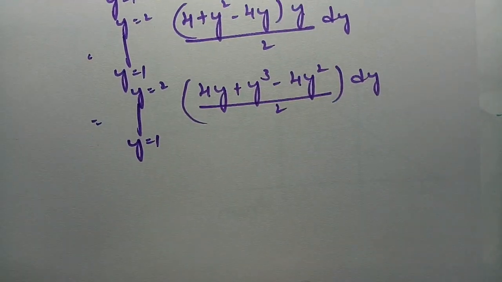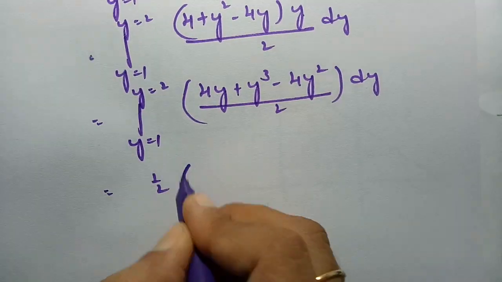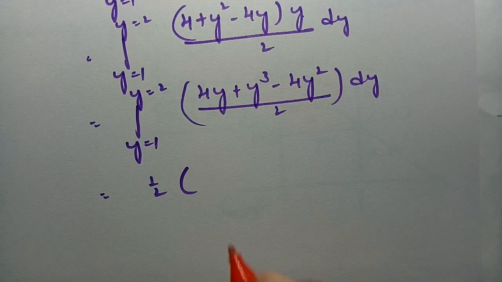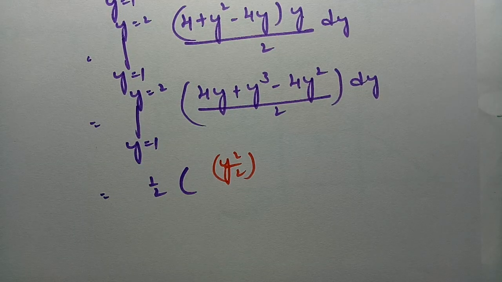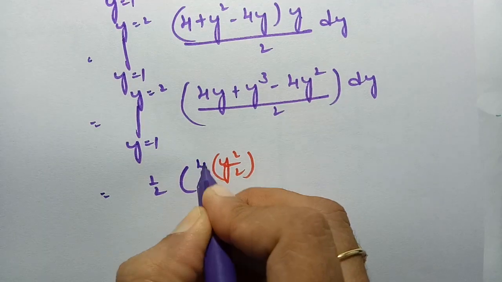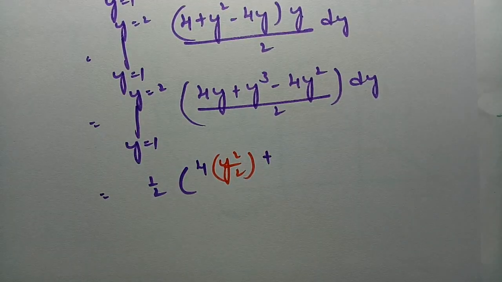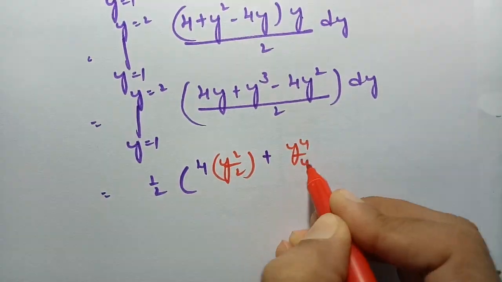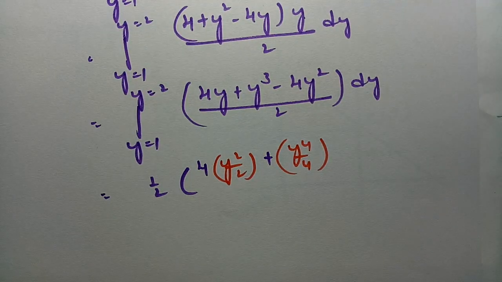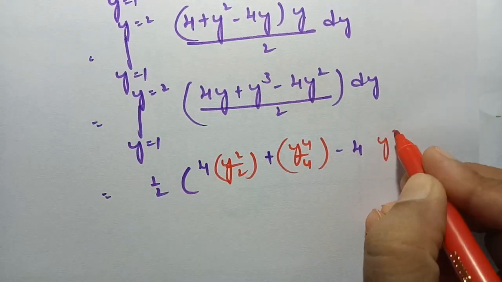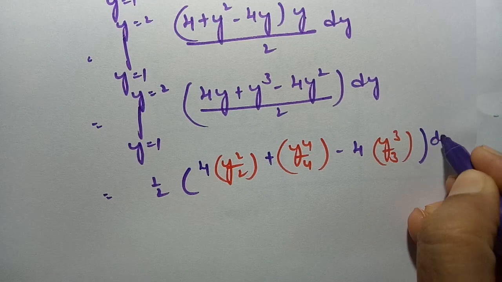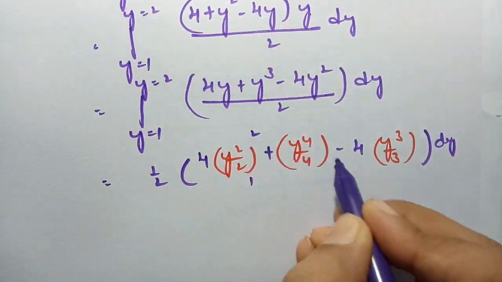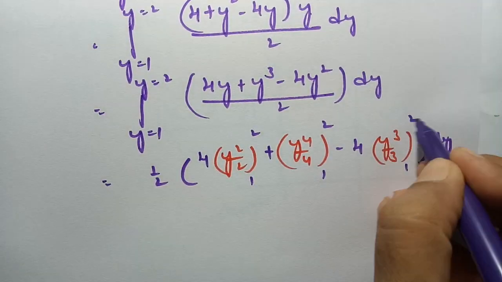So if I integrate with respect to y, this time here it will be y square by 2. So the constant here is like this, 4 into y square by 2 plus y power 4 by 4, and this is minus 4 times y cube by 3, into dy between the limits 1 to 2. This is 1 to 2 and this is 1 to 2.